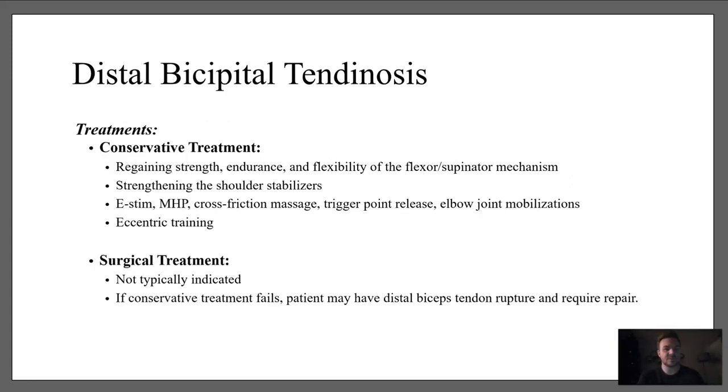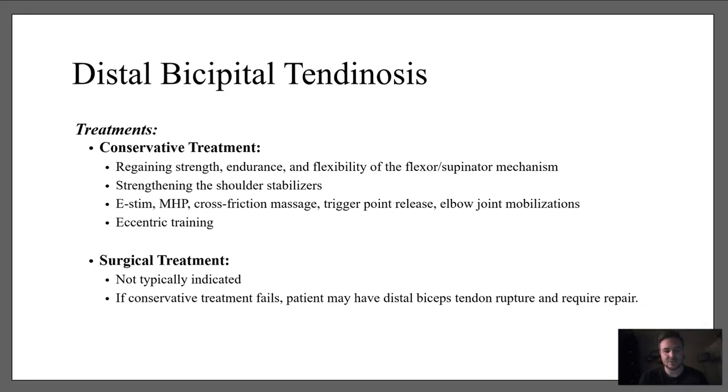So what we do for treatment here, really it's all about conservative treatment. Try to regain strength, endurance, flexibility of the flexor supinator mechanism. Strengthen the shoulder. Do things like E-stim, moist hot pack, cross-friction massage, trigger point, elbow joint mobs, and of course, this is eccentric training all day for me.